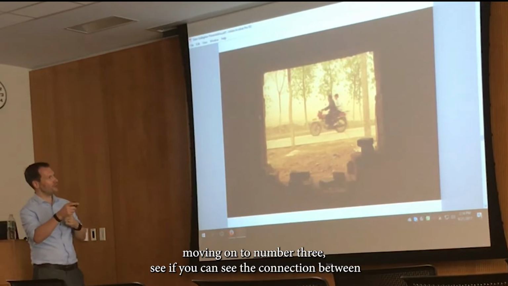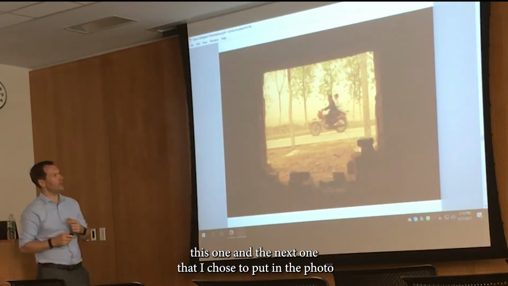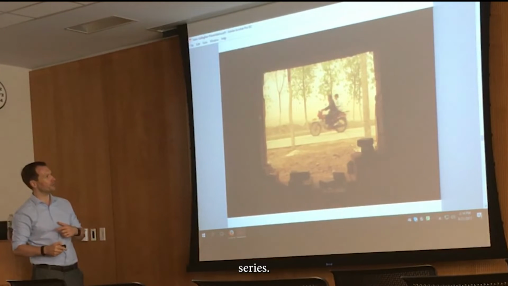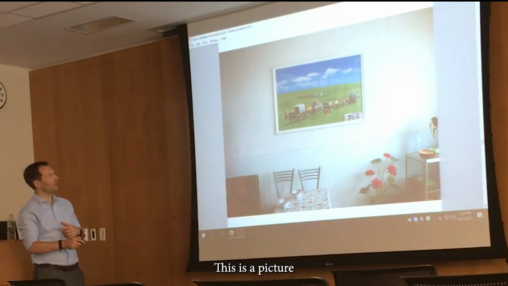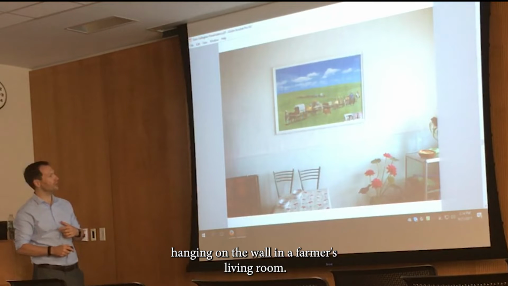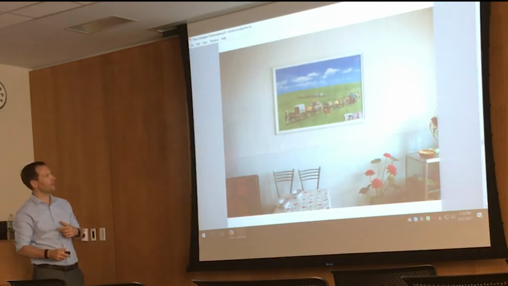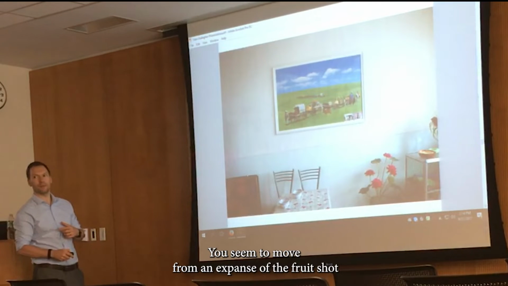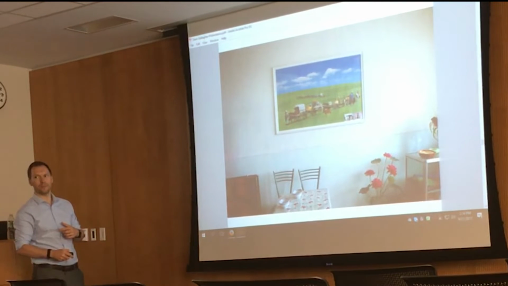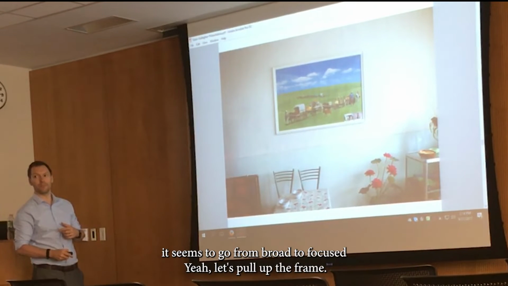Okay, so moving on to number 3, see if you can see the connection between this one and the next one that I chose to put in the photo series. This is a picture hanging on the wall in a farmer's living room. So here's the first one. You seem to move from an expanse in the first shot to a frame shot with the bicycle, and now a framed picture, but it seems to go from broad to focus.